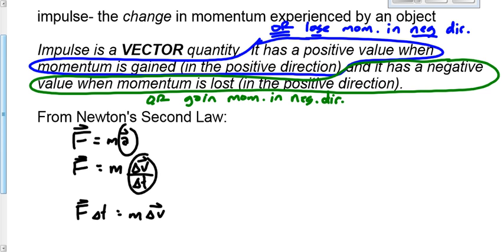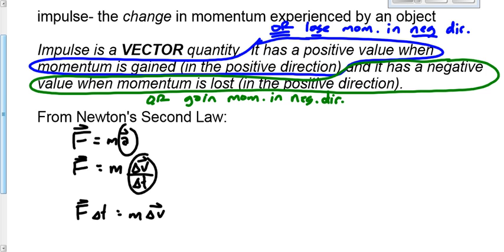Now, let me ask you a quick question. m times v, not m times delta v. m times v is what? Momentum. Okay, if mv is momentum, m times delta v, or change in v, is change in momentum, which is impulse. So we've just written an equation for impulse. m times delta v is impulse. Well, then F times t must be impulse as well.